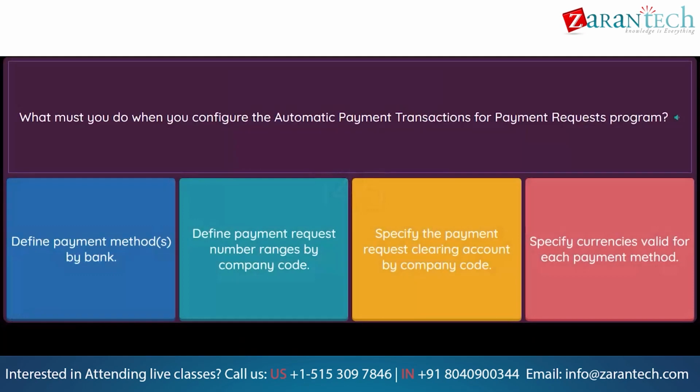Question: what must you do when you configure the automatic payment transactions for payment requests program? Option 1, define payment methods by bank. Option 2, define payment request number ranges by company code. Option 3, specify the payment request clearing account by company code. Option 4, specify currencies valid for each payment method.